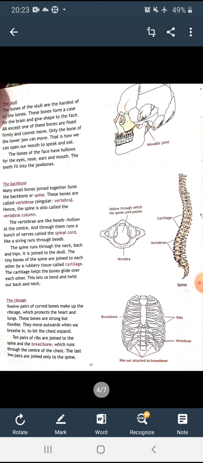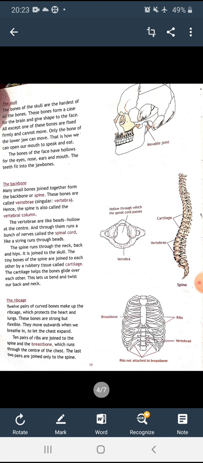Next, backbone. Many small bones join together and they form the backbone or spine, you can say. And what are these bones called? Vertebrae. Hence, the spine is also called the vertebral column. And vertebrae are like beads. You can see in the picture they look like beads, hollow at the center.